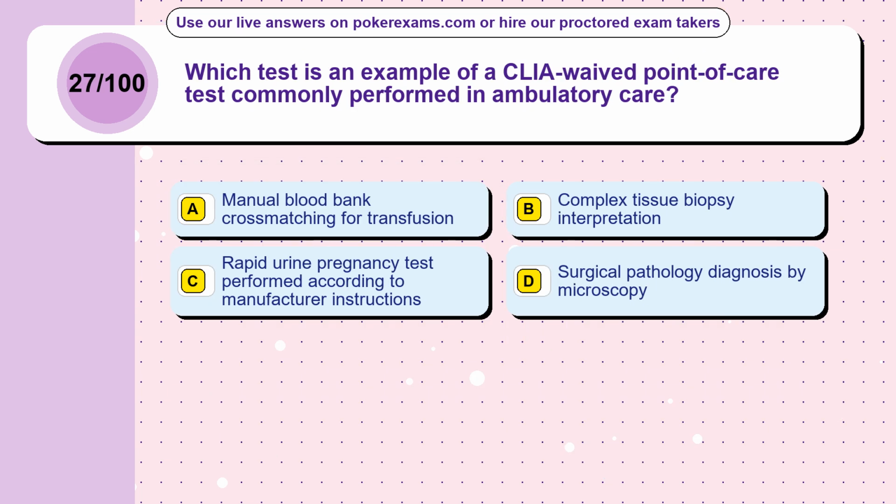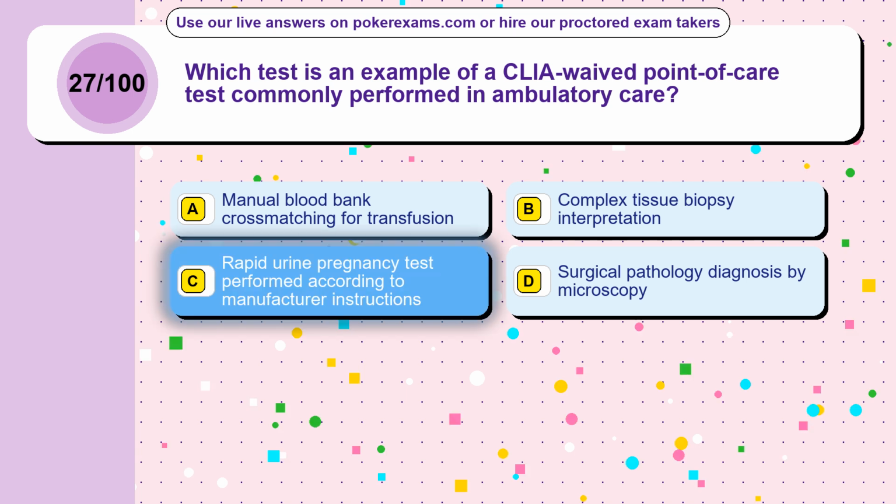Question 27. Which test is an example of a CLIA-waived point-of-care test commonly performed in ambulatory care? Option A, manual blood bank cross-matching for transfusion. Option B, complex tissue biopsy interpretation. Option C, rapid urine pregnancy test performed according to manufacturer instructions. Option D, surgical pathology diagnosis by microscopy. The correct answer is option C, rapid urine pregnancy test performed according to manufacturer instructions.